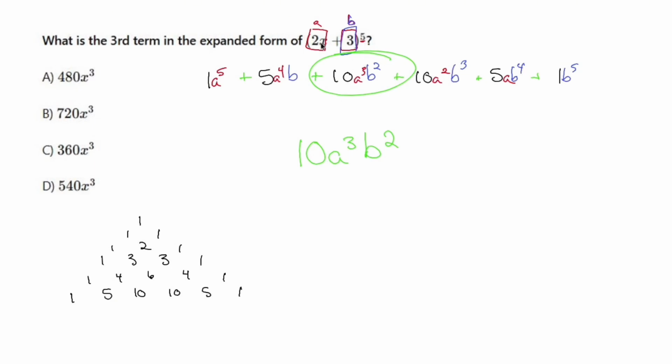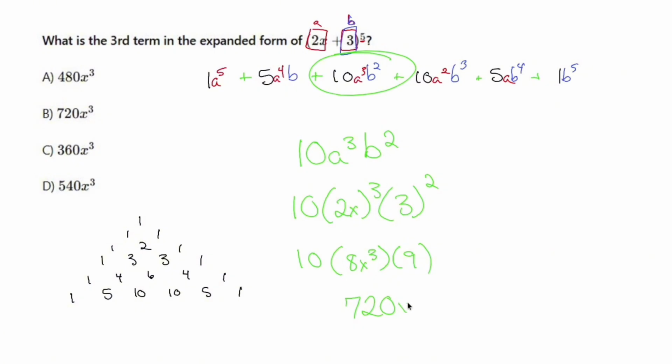We called A 2x, so 10 times 2x cubed, and we called B 3, so 3 squared. 10 is 10. 2 times 2 times 2 is 8. X times x times x is x to the third. And 3 squared is 9. 10 times 8 is 80. 80 times 9 is 720. X to the third is x to the third. B is going to be my answer.